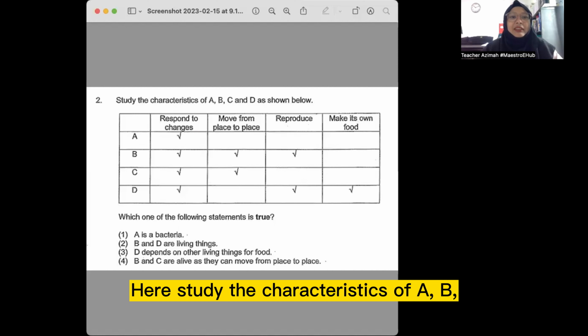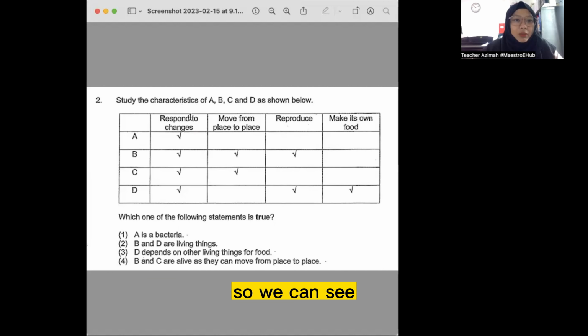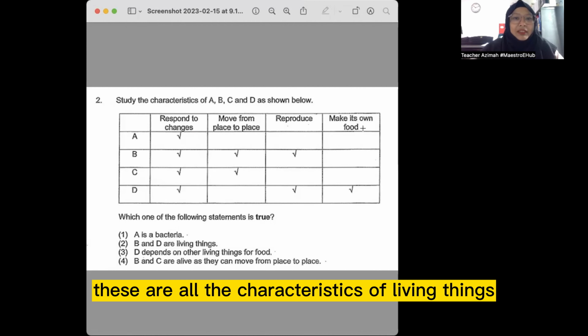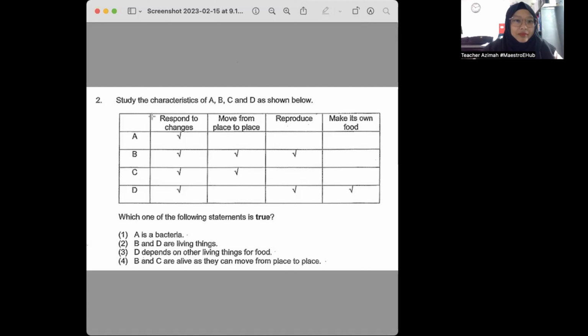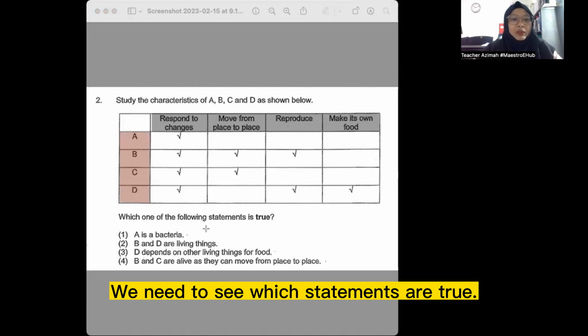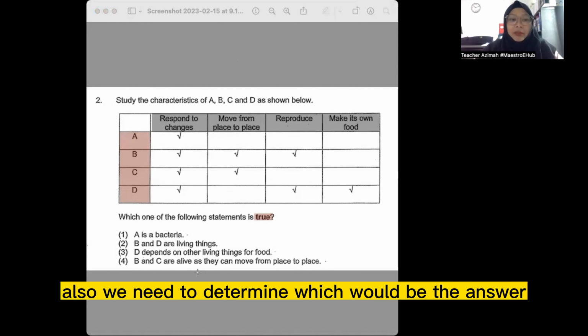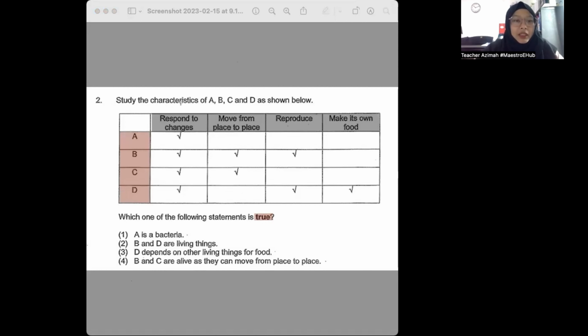Here, study the characteristics of A, B, C, and D as shown below. So we can see these are all the characteristics of living things. Right? And we have A, B, C, and D. Looking at this, we need to see which statements are true. So based on this, we need to determine which would be the answer.